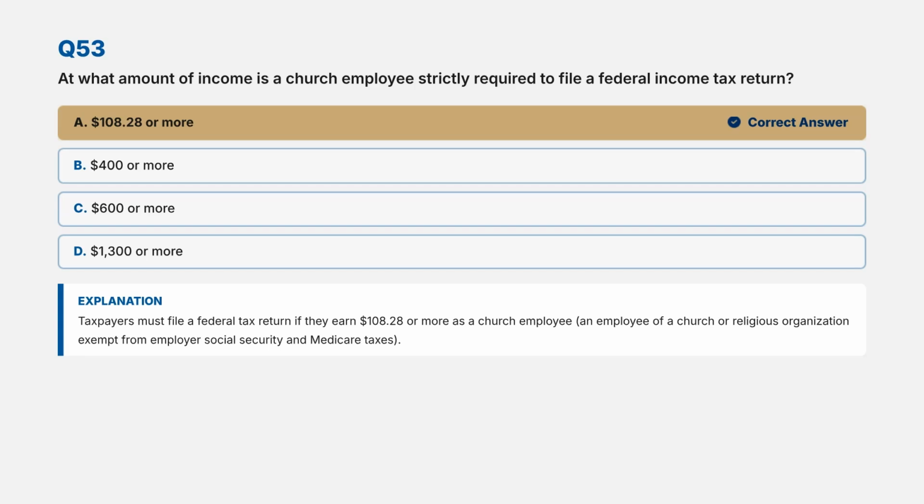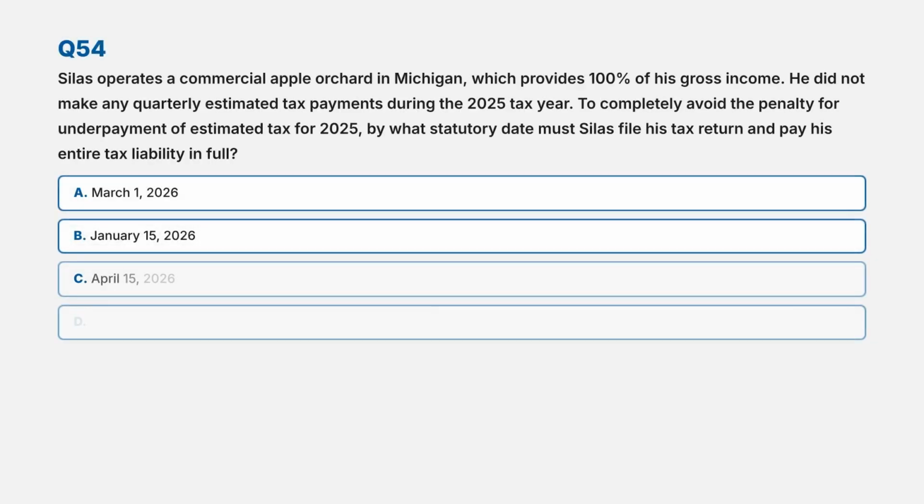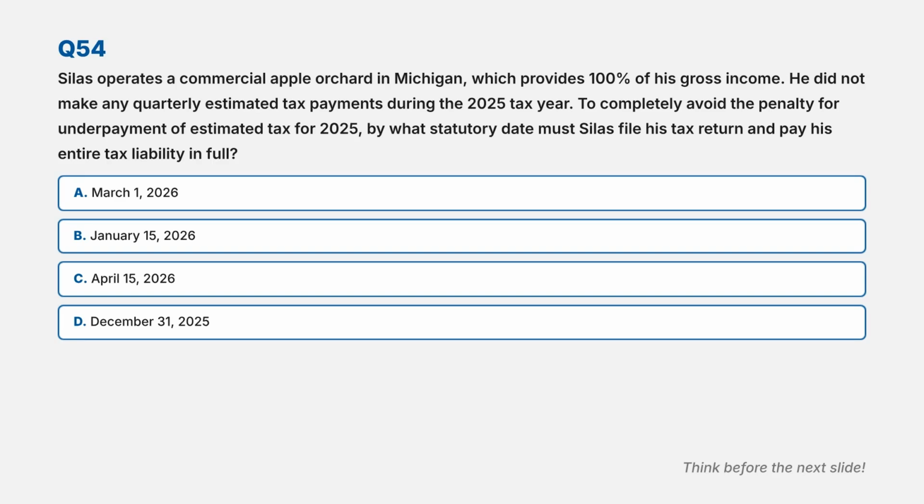Taxpayers must file a federal tax return if they earn $108.28 or more as a church employee, an employee of a church or religious organization exempt from employer social security and Medicare taxes. Great. Let's move to question 54. Question 54. Here's the scenario. Silas operates a commercial apple orchard in Michigan, which provides 100% of his gross income. He did not make any quarterly estimated tax payments during the 2025 tax year. To completely avoid the penalty for underpayment of estimated tax for 2025, by what statutory date must Silas file his tax return and pay his entire tax liability in full?